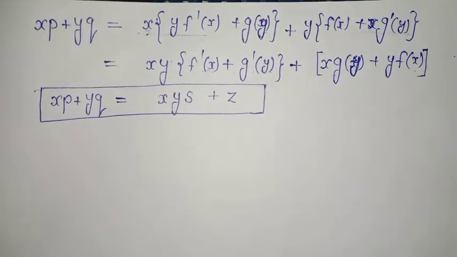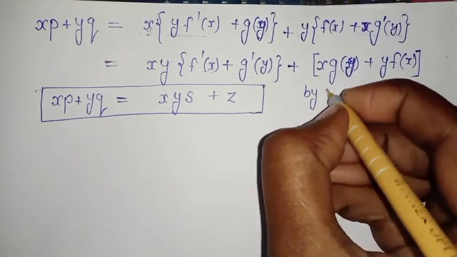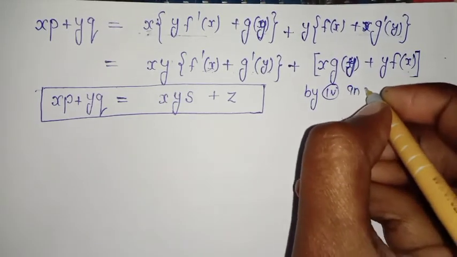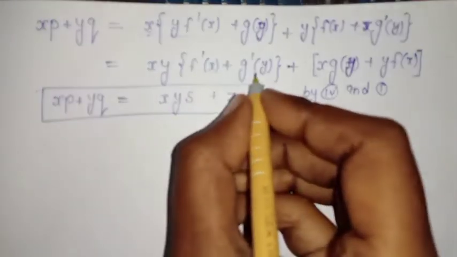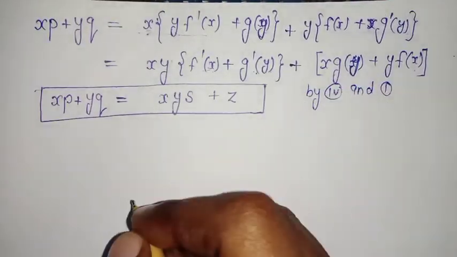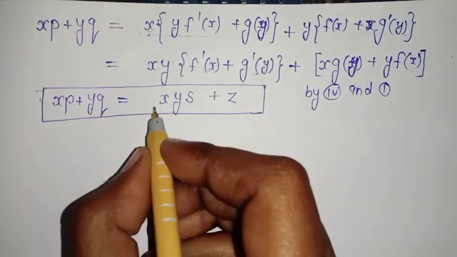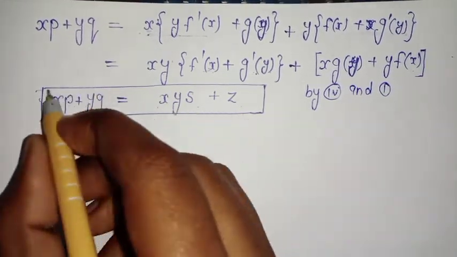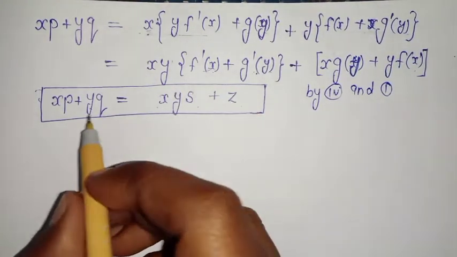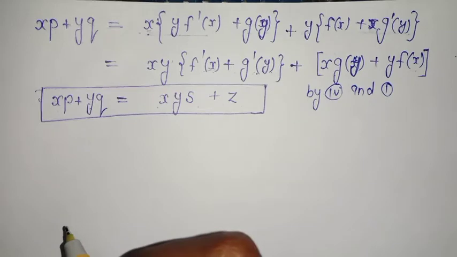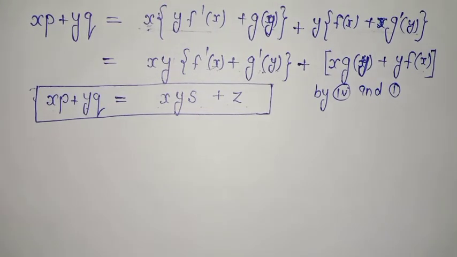If we use our equations 4 and 1, then this is equal to s and this is equal to the given equation z. So we get the equation xp plus yq is equal to xys plus z, and this is the required partial differential equation. Now you can see the arbitrary functions are eliminated. So in this way we can easily eliminate the arbitrary functions from a given equation.